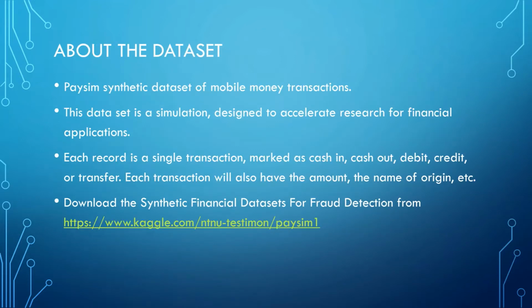Let's see the data set. So I'm going to use the synthetic financial data set for banking fraud detection from Kaggle. We can download the dataset from the URL given in this slide. This dataset is the PaySim synthetic dataset of mobile money transactions. This dataset is a simulation and it is designed to accelerate research for financial applications. Each record is a single transaction marked as cash in, cash out, debit, credit, or transfer. Each transaction will also have the amount, name of the origin, etc.